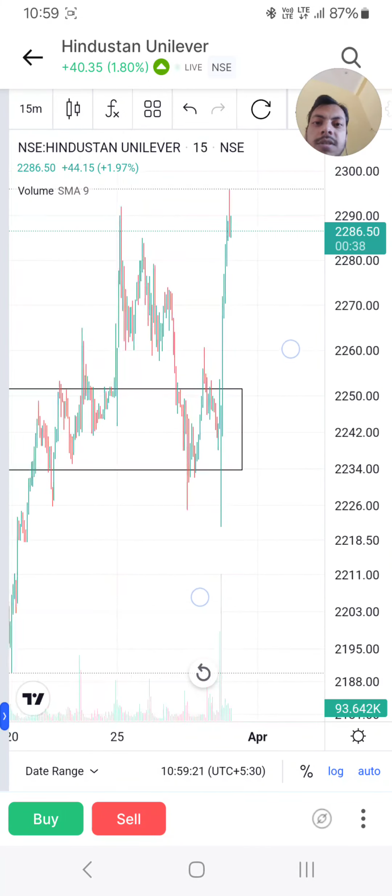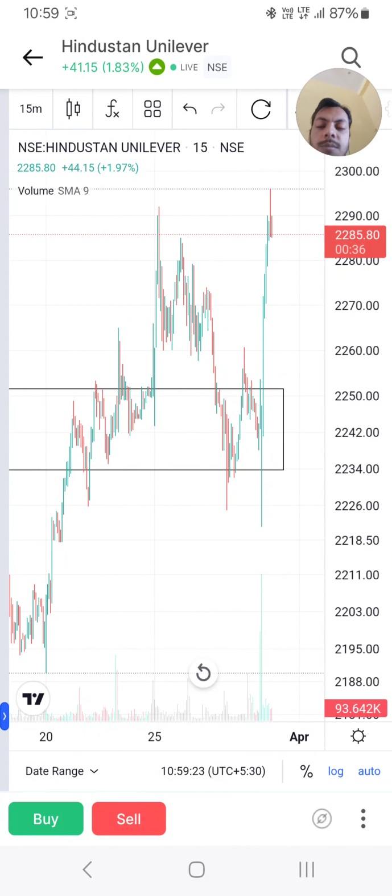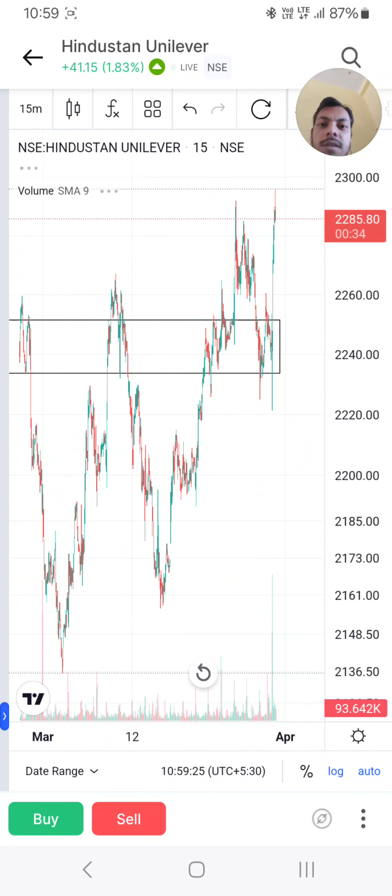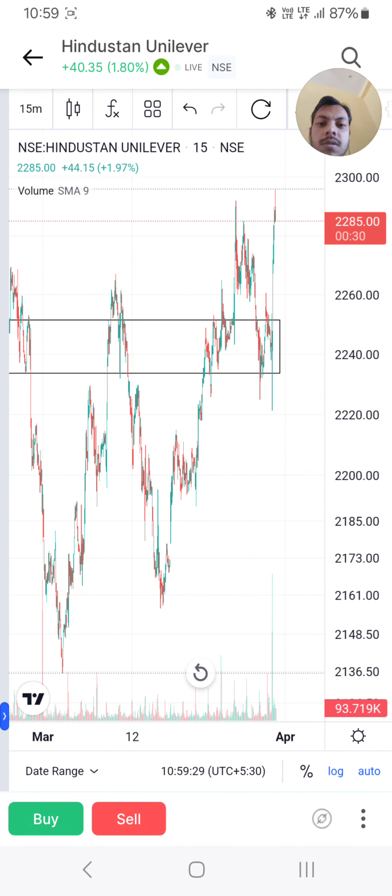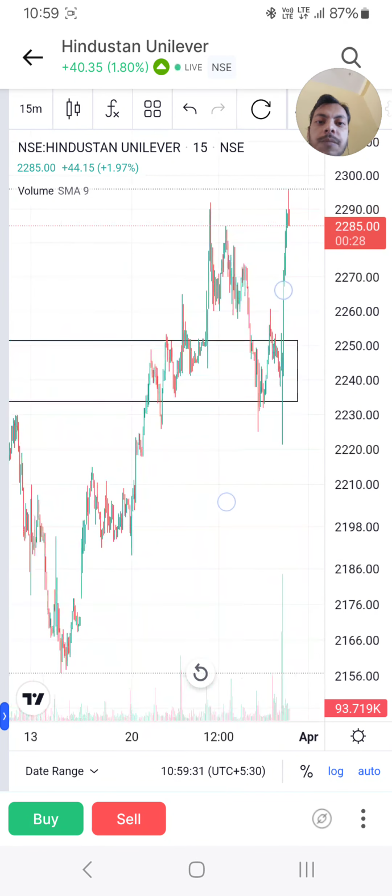So this is the 15-minute time frame. Recently we can see that it has touched 2060, it came down, then again 2050, then it touched 2090. This was the time when I booked a loss in my previous position. There was a position open last month, and that I squared off.